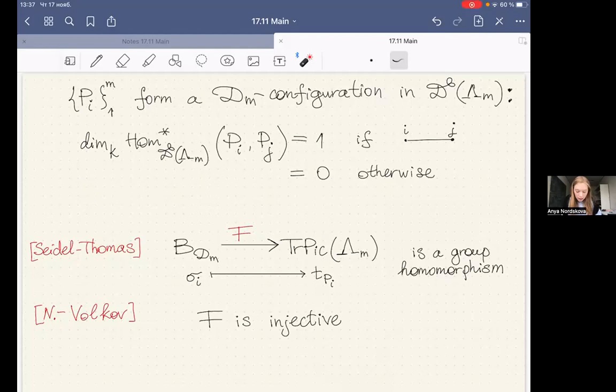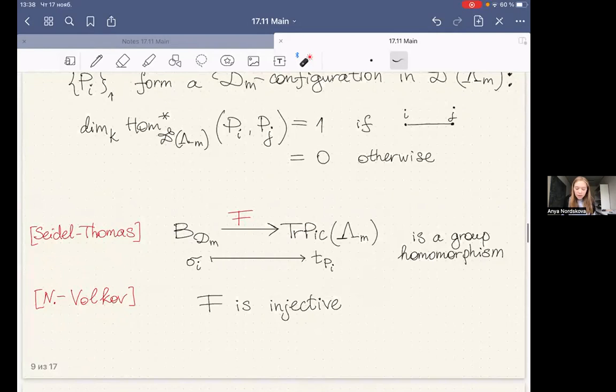And in my joint paper with Yury Volkov, we showed that this homomorphism is actually injective. And once again, we actually work in a much more general context. We work for n-spherical objects, with any n not equal to one, and for any ADE Dynkin diagram. But in fact, the case n equal to zero is the most difficult case in this result. So it's nice to have an application of it here. Okay, so F is injective, so we indeed have this braid group embedded into the derived Picard group.